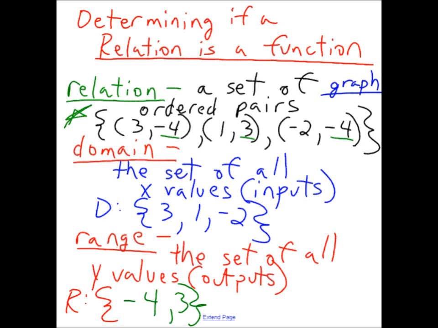So if a value repeats itself, when you're writing the domain and range, you do not write the value again because that value is one value. Okay, even though it appears twice.